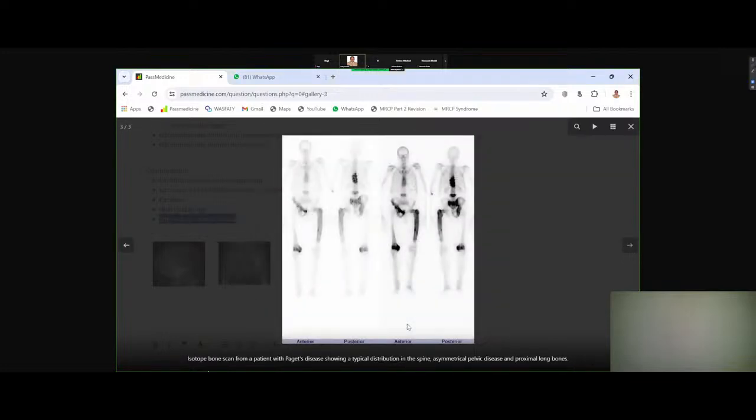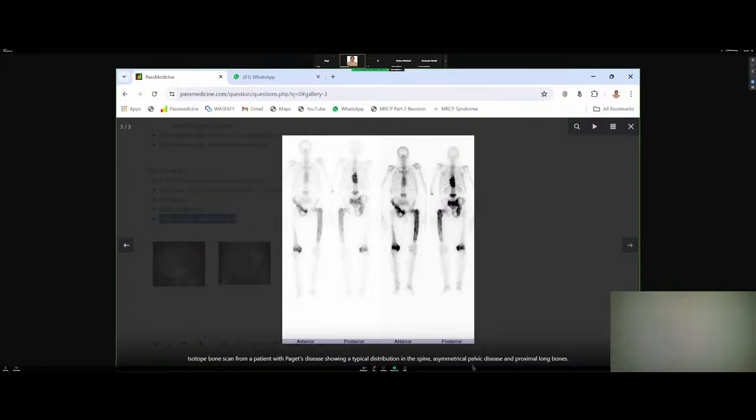An isotope bone scan from a patient with Paget disease showing a typical distribution in the spine. So the spine is affected here. You can see the spine is involved, and this is anterior, posterior. You can see the anterior and posterior views, showing a typical distribution in the spine.